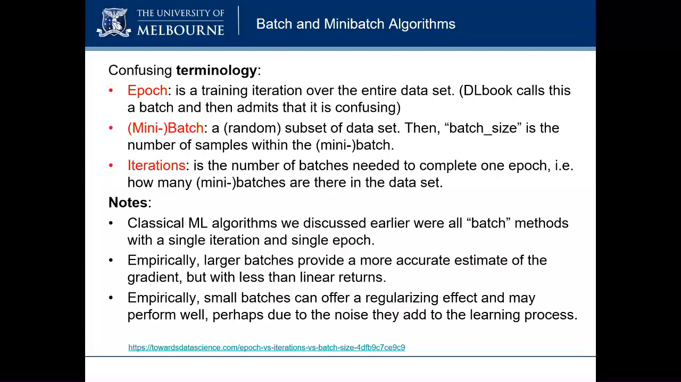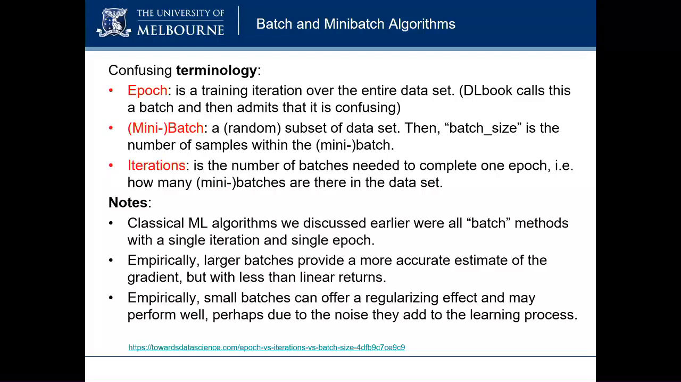Why do we need the mini batches? The reason is we use the mini batches to estimate the gradient, and I don't want to use the whole batch, the whole data set, to estimate the gradient. Therefore, I use a smaller mini batch as a random subset.